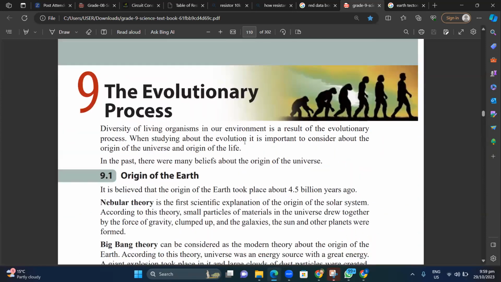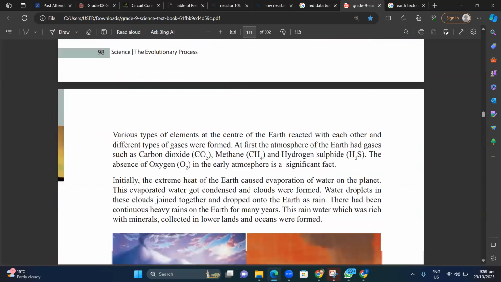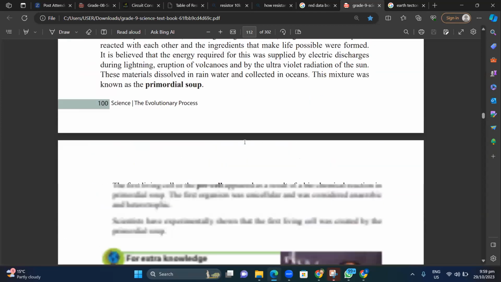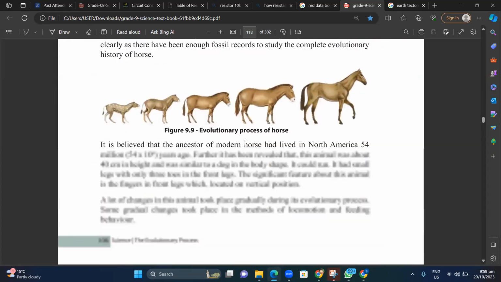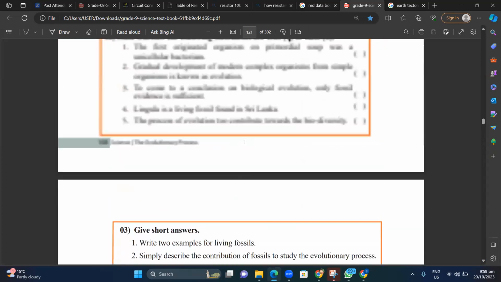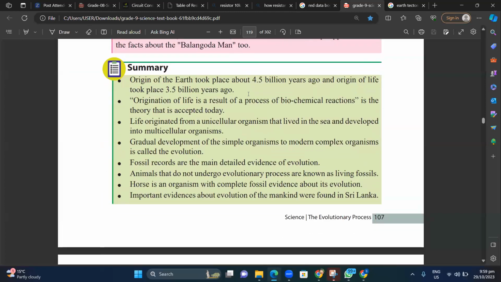Next day we can finish the next lesson, the evolutionary process or origin of the earth and how it happened. This is one of the most interesting lessons because we will learn about our history. Okay, that is for the next day. With that we will be finishing our book part 1. Then after next week we can move to book part 2. I will announce the class once I'm back in Sri Lanka. I will tell you the extra time for this class to finish these lessons.